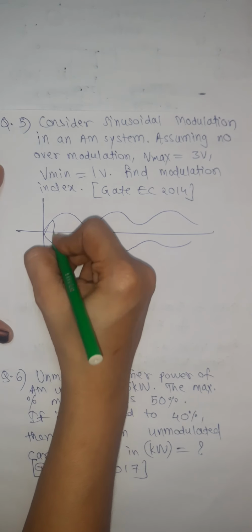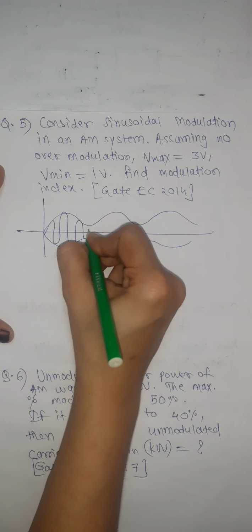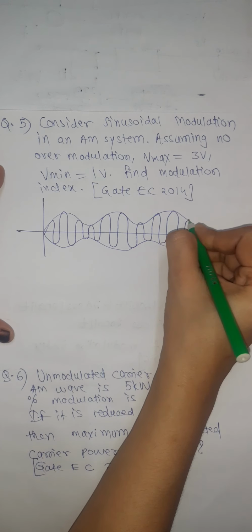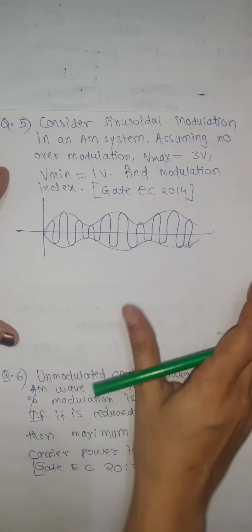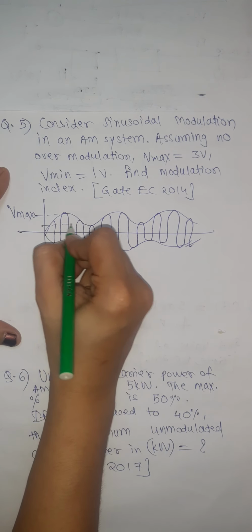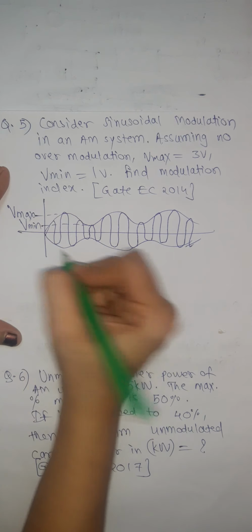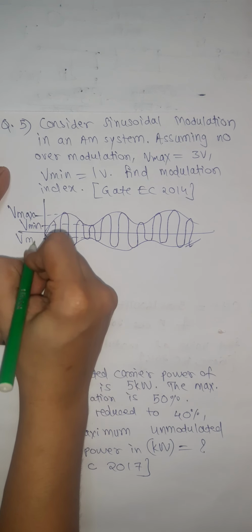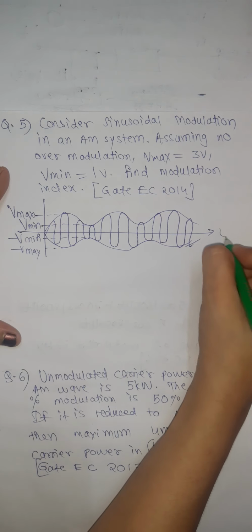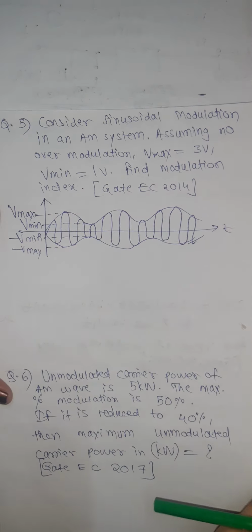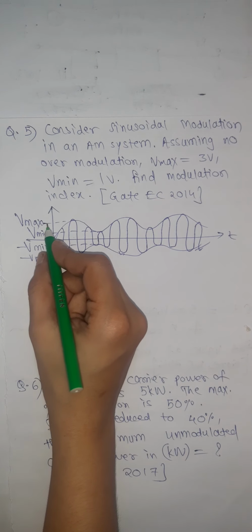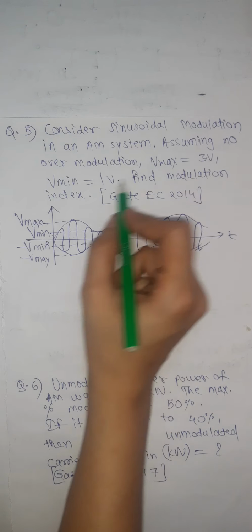In this envelope we will draw our carrier signal, and here are the values of Vmax and Vmin. This is Vmax and this is Vmin. This is minus Vmin and this is minus Vmax. This is 0. This is our envelope of amplitude modulation. This is also called the complex envelope. Then the values of Vmax and Vmin are given as 3 volts and 1 volt.